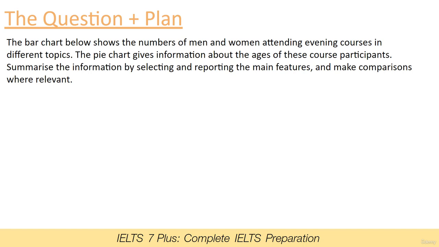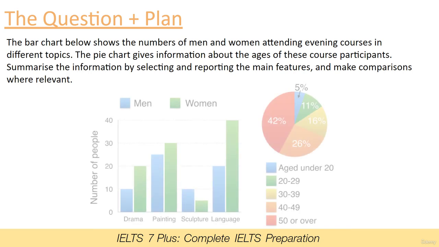Okay, so even before I've seen the visual information, I know that from the first sentence we've got a bar chart. Men and women in evening courses, different topics. We also will have a pie chart. I assume one, because it's not plural, charts. A pie chart, which is information about the ages of these course participants, the people who are enrolling in these night courses. So we're going to learn a few pieces of information. Right, let's take a look at this.